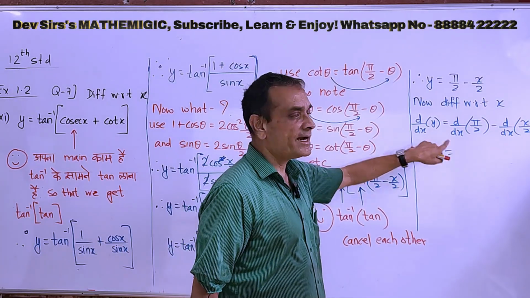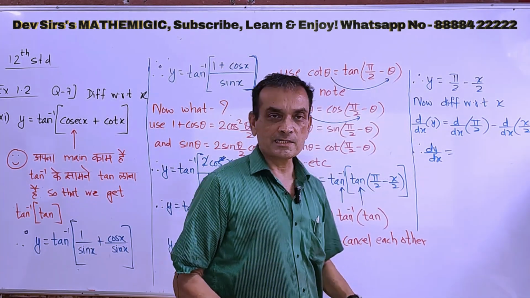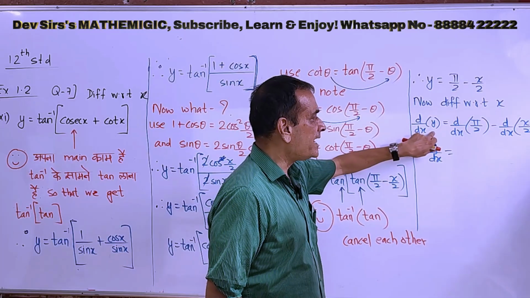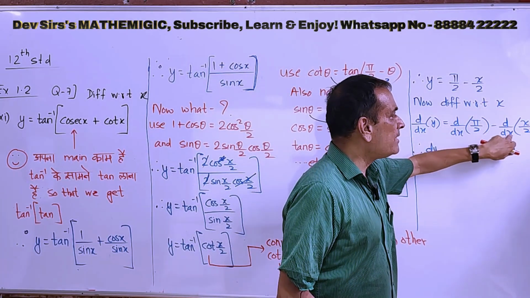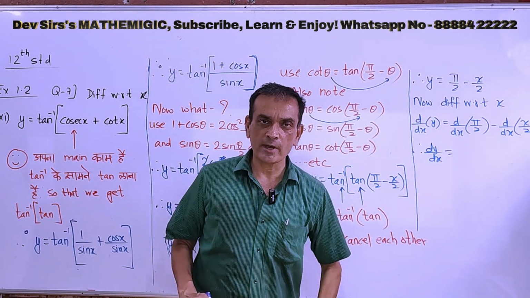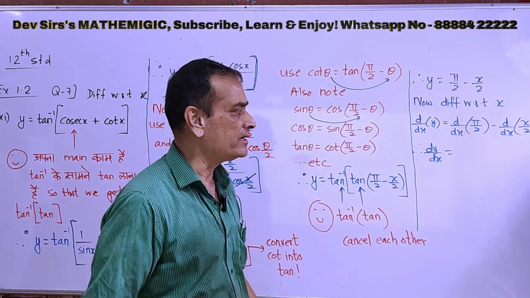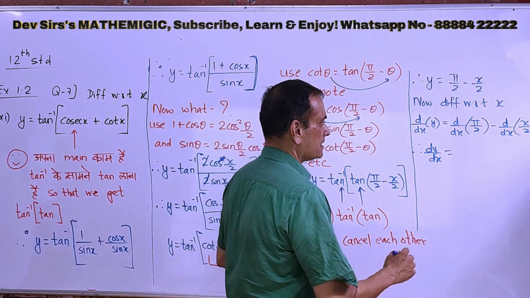d by dx of y, differentiate with respect to x, यानी क्या? सब जगह पे d by dx लिखो. d by dx of y is equal to d by dx of pi by 2 minus d by dx of x by 2. Differentiate with respect to x. Now let us take the actual derivative. d by dx of y is dy by dx.